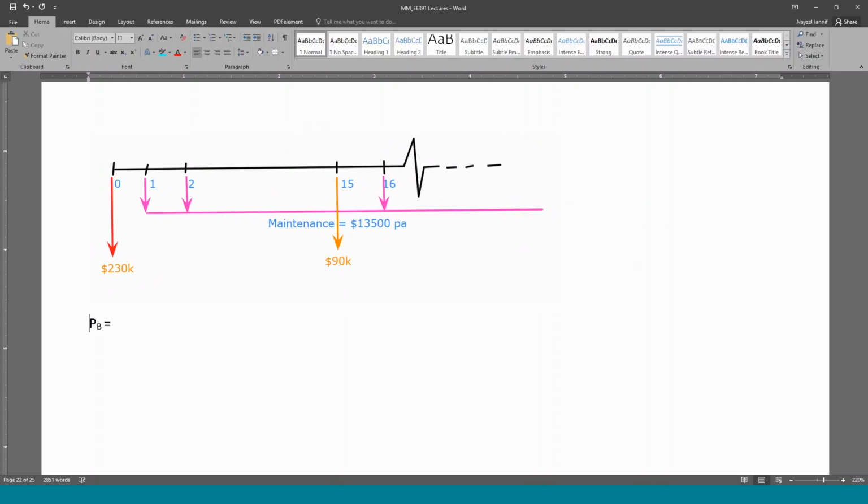Okay, what is PB equal to? PB is the present worth of B, right? For those of you who don't know, PB would occur over here. Now, in a similar manner, we will have 230,000 plus, how would we handle the maintenance? Well, maintenance is the same thing, the same way we handle it in project A. And then there is the P from the 15-year expense. So let's now go ahead and calculate PM.